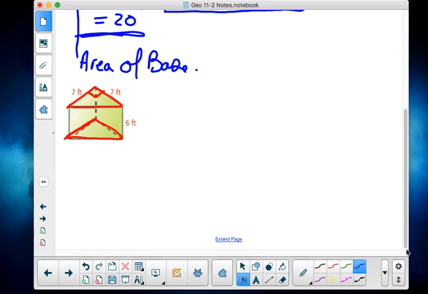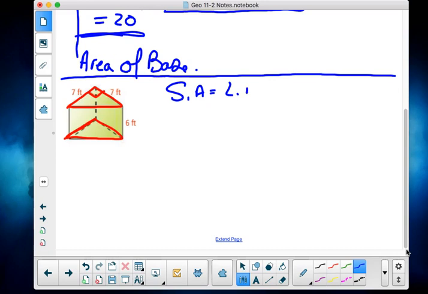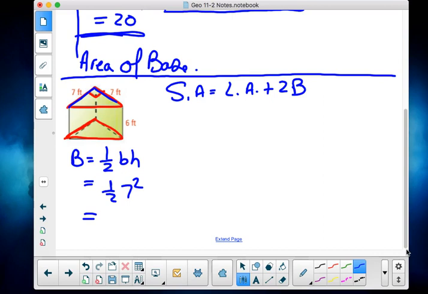Okay, welcome back. Now, here's the deal. My formula is going to be the same. SA is equal to LA, the lateral area, plus 2 bases. My bases are triangles, 1/2 base times height. They happen to be right triangles. Base and height are perpendicular, so 1/2 of 7 squared. That's 49, which is 24.5. Okay, that's my big B.